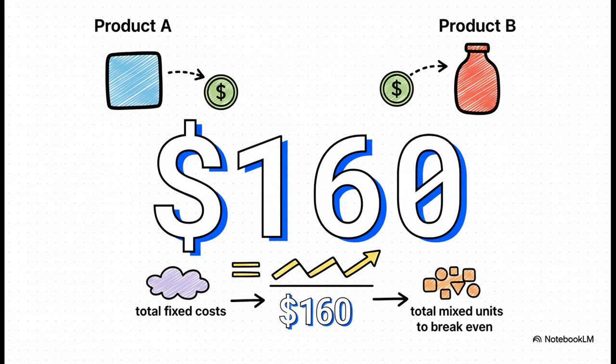We can think of this as the contribution margin for a composite unit that reflects our sales mix. This $160 figure can now be used in our standard break-even formula. We would divide total fixed costs by $160 to determine the total number of composite units needed to break even.